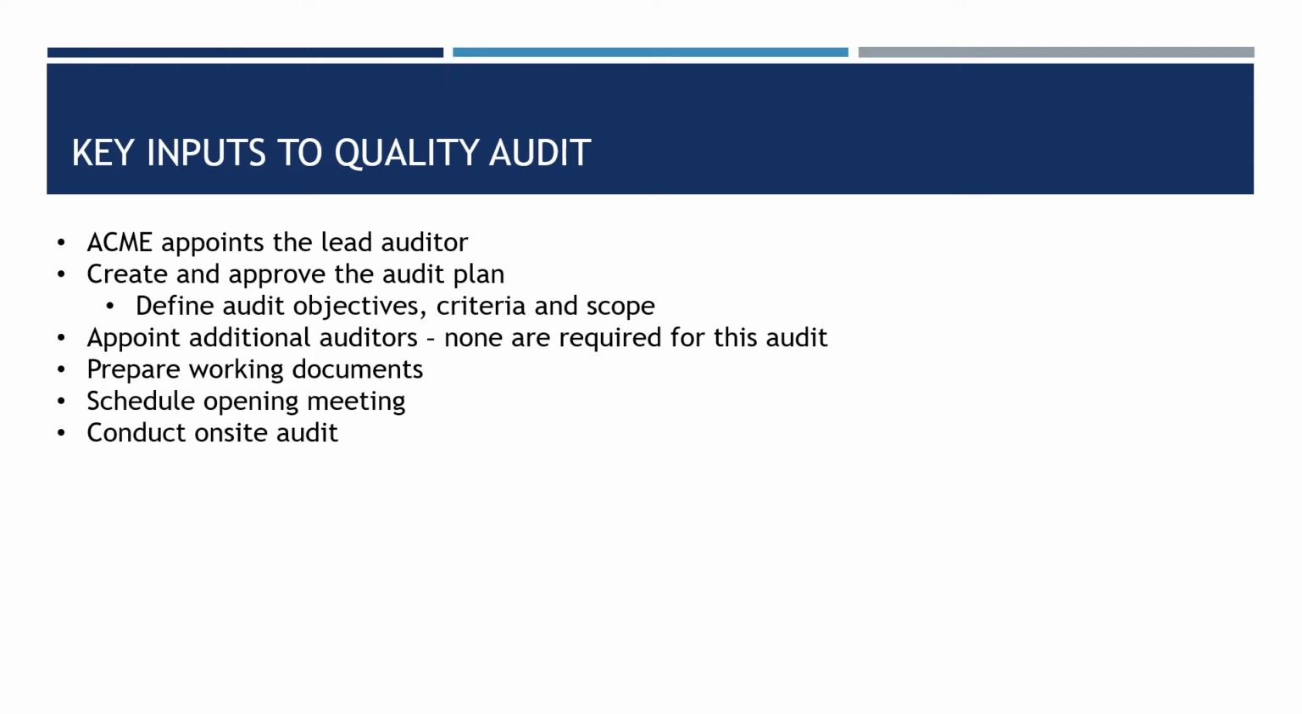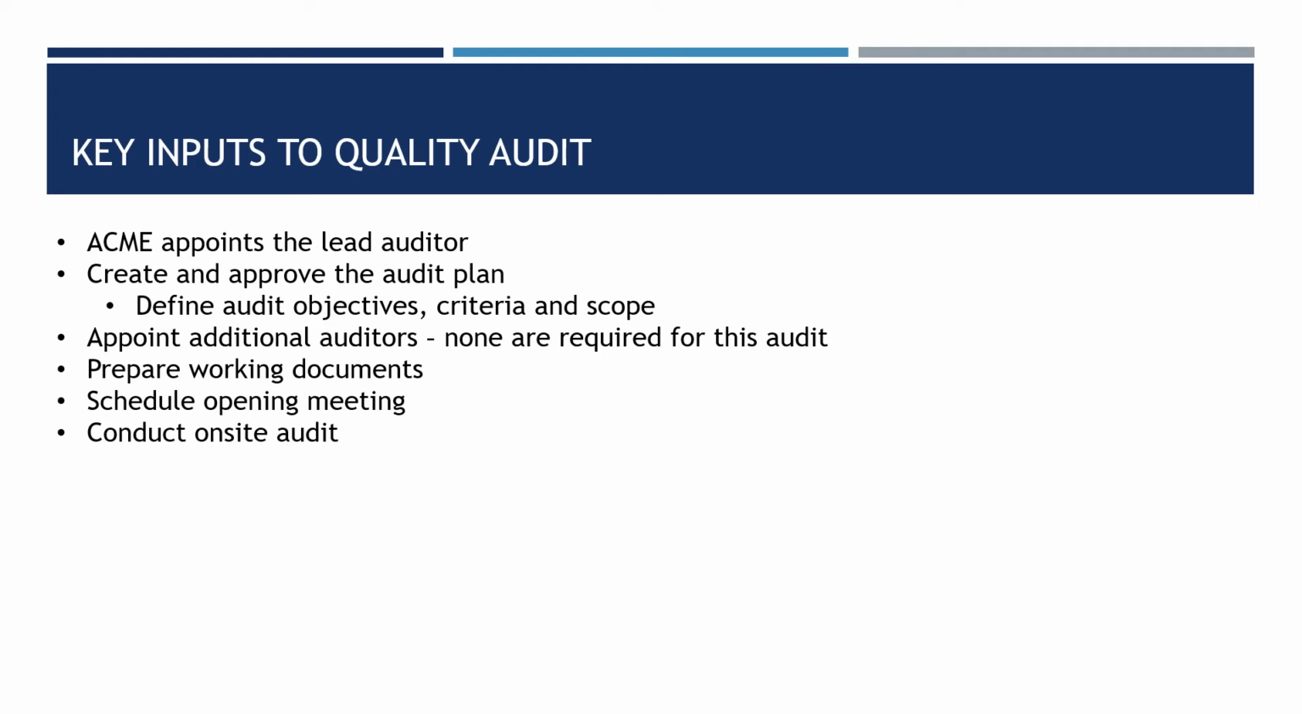To begin the process, ACME will appoint a lead auditor who will prepare and have approved the audit plan. After determining feasibility of the audit, the lead auditor will begin defining objectives of the audit criteria, and the overall scope of the audit. In the case of this ACME internal audit, no additional auditors are required. The lead auditor will also begin preparing working documents for review. These documents will include ACME's standard operating procedures, ISO 9000 guidelines, and any documentation associated with the Safe Quality Food Certification.